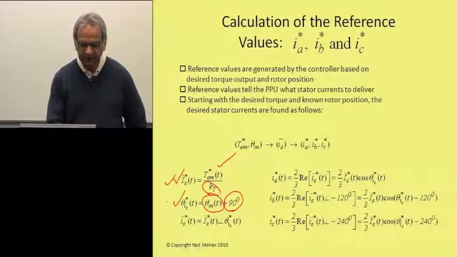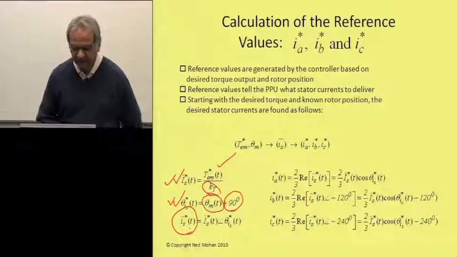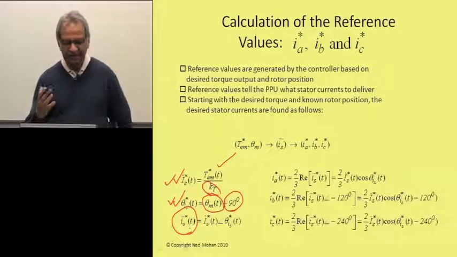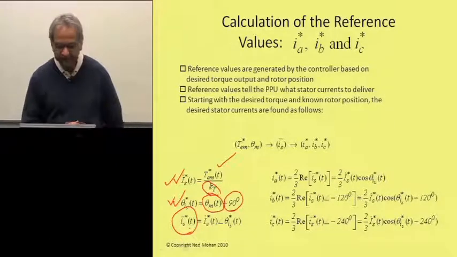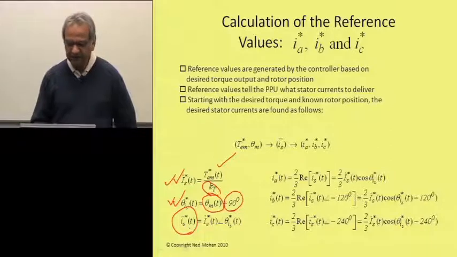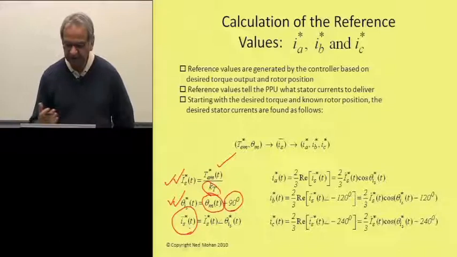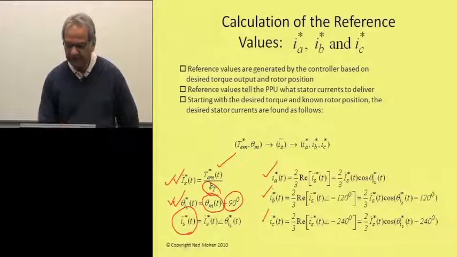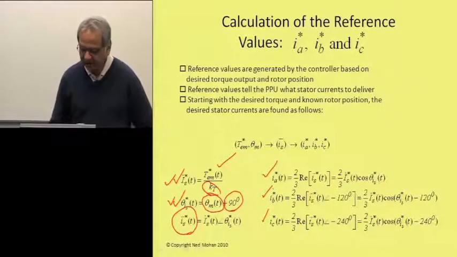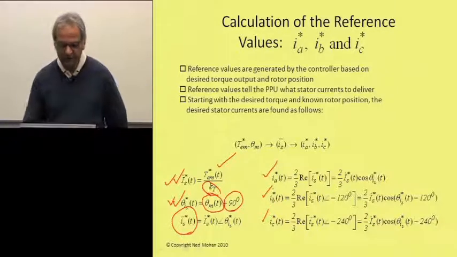So knowing these two quantities, we can at any instant of time calculate what this stator current space vector is. And as we saw in the earlier module, since these three currents add up to 0 due to Kirchhoff's current law, we can individually calculate what these three phase currents ought to be supplied to this PMAC machine.